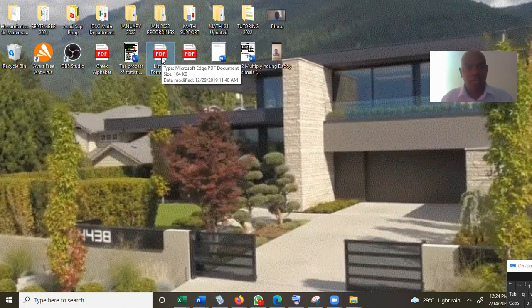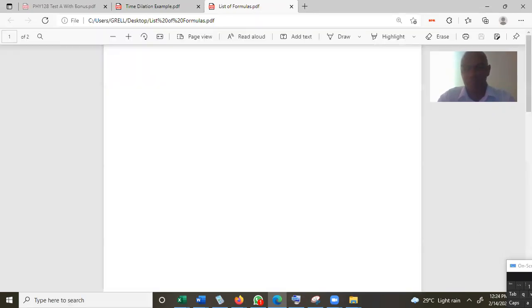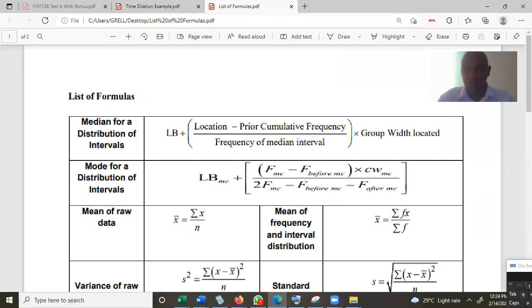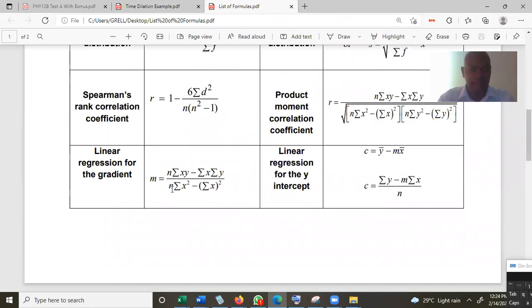But here now, m is calculated differently for linear regression. It looks similar to y2 minus y1 over x2 minus x1, but it is fundamentally different in a lot of ways. So you go to the list of formulas, and here is m, linear regression for the gradient m. M is equal to n times the sum of xy minus the sum of x times the sum of y, over n times the sum of x squared minus the sum of x all squared.